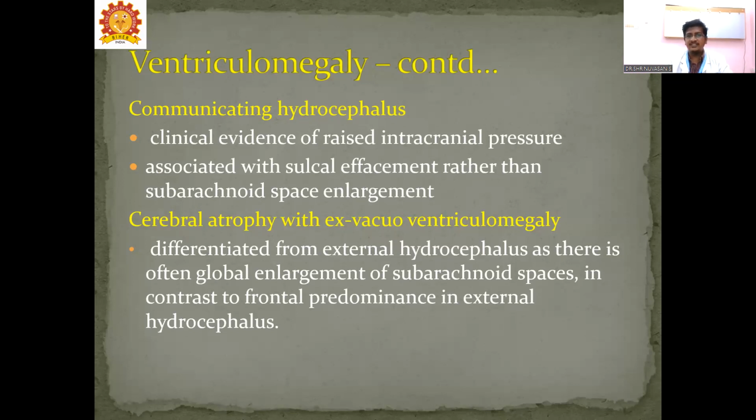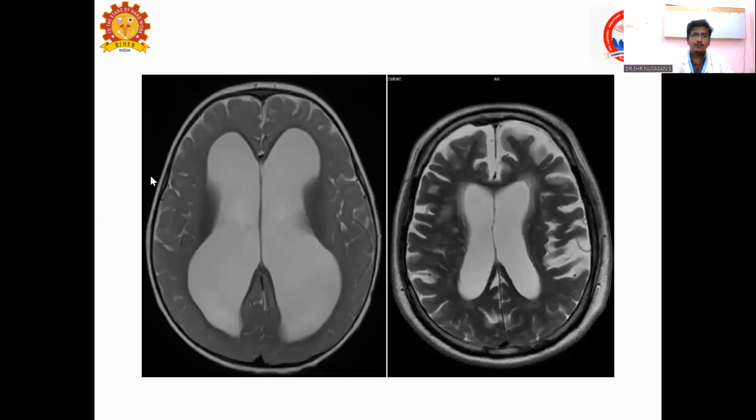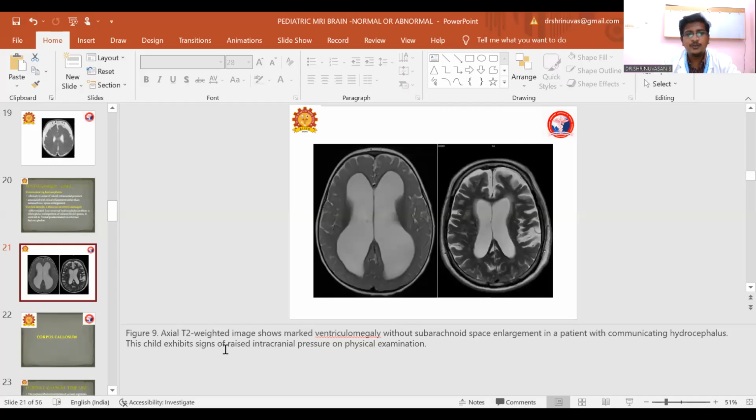So this is how you can differentiate external hydrocephalus from enlargement of subarachnoid spaces. In case of brain atrophy, you have to see the adjacent parenchymal abnormalities. When there is volume loss, you also think about the ex-vacuo phenomenon resulting in ventriculomegaly. You can see the axial T2 showing marked ventriculomegaly without subarachnoid space enlargement in a patient with communicating hydrocephalus.